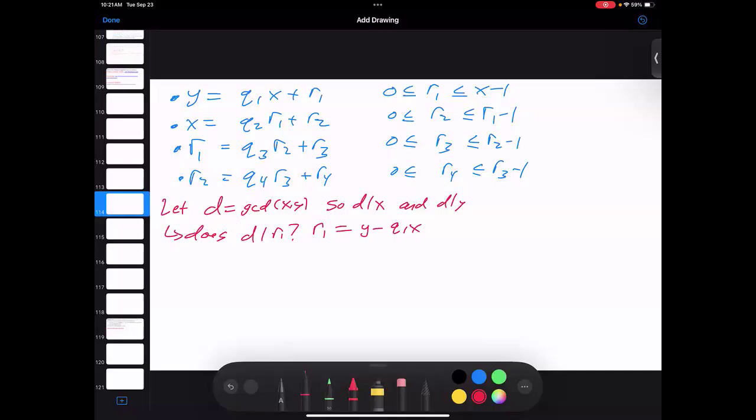Listen. If y is a multiple of d and Q1x is a multiple of d, is the difference a multiple of d? Yes, yes. So d divides R1 as d divides y and d divides x. So we've just shown that if d is the greatest common divisor of x and y, d also divides R1.